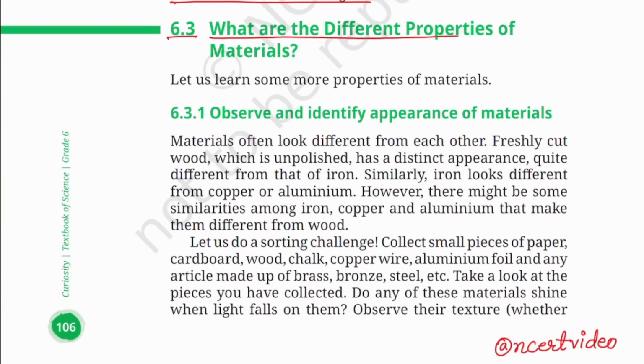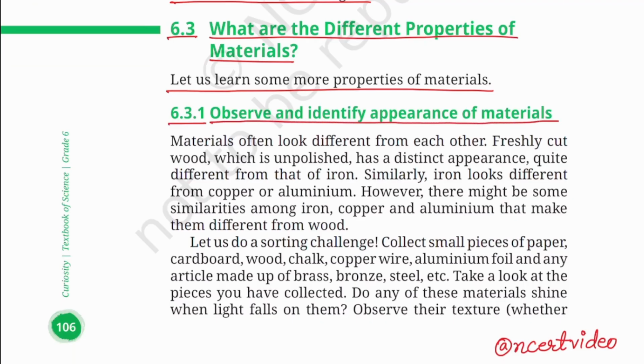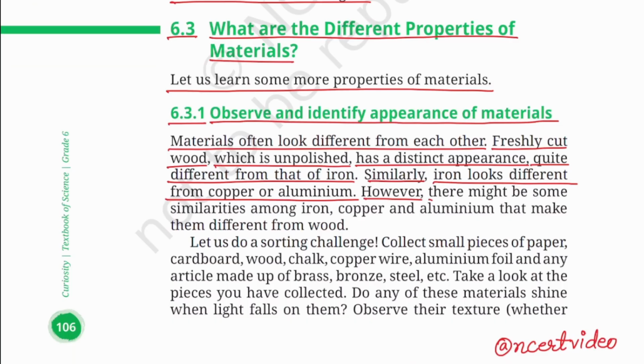6.3, What are the different properties of materials? Let us learn some more properties of materials. 6.3.1, Observe and identify appearance of materials. Materials often look different from each other. Freshly cut wood, which is unpolished, has a distinct appearance, quite different from that of iron. Similarly, iron looks different from copper and aluminium. However, there might be some similarities among iron, copper, and aluminium that make them different from wood.